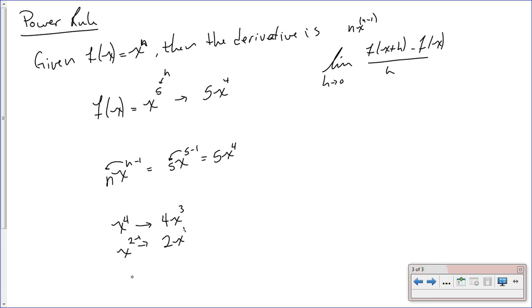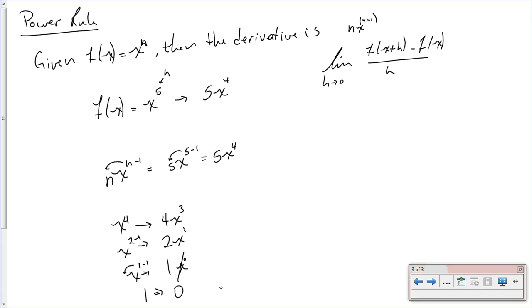Now, and then the derivative of x. Okay, since there's technically a 1 here, you drop this down, and that's 1. Well, then 1 minus 1 is 0, and x to the 0 is 1. All right. And since x to the 0 is 1, you can just leave that off. All right. And then, of course, the derivative of a constant is just 0.